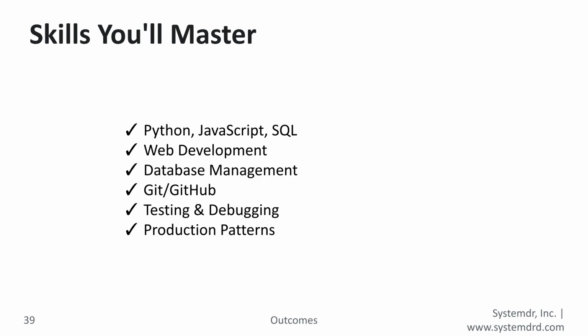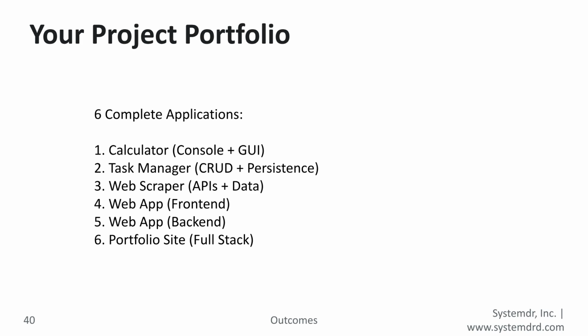By the end of this video, you will have mastered key programming skills, including Python, JavaScript, SQL, web development, database management, Git/GitHub, testing and debugging, and production patterns. You will build a strong project portfolio featuring 6 complete applications: a calculator, task manager, web scraper, web app frontend, web app backend, and a full-stack portfolio site.